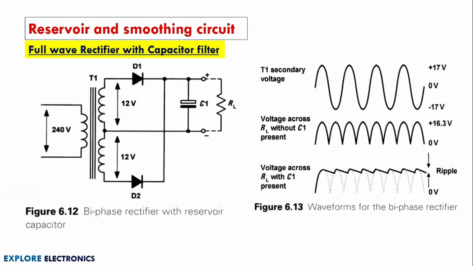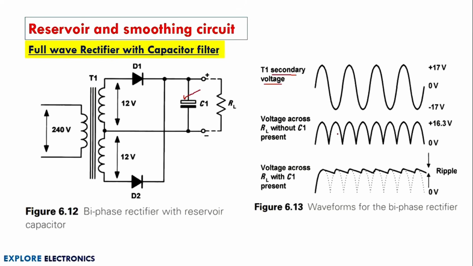And again we can connect a reservoir circuit and smoothing circuit for the full wave rectifier, as we connected in the half wave. This C1 will be acting as a reservoir capacitor. This is the secondary coil voltage, 17 volts, and at the output of this RL without C1 we are going to get a signal like this. It will consist of more AC component compared to the half wave rectifier output.